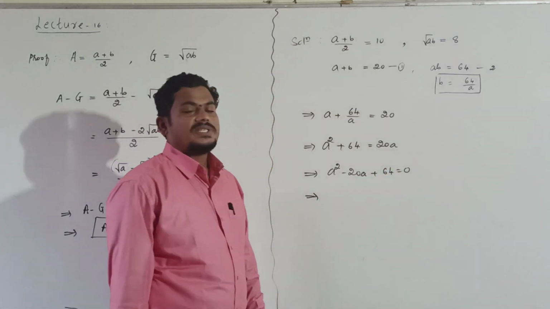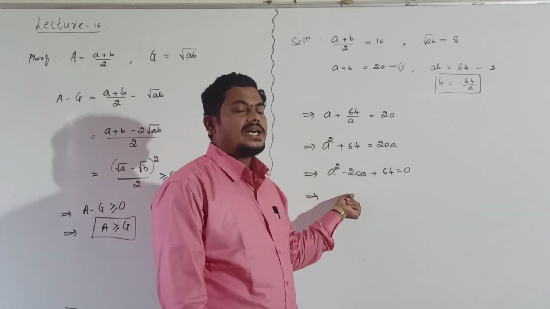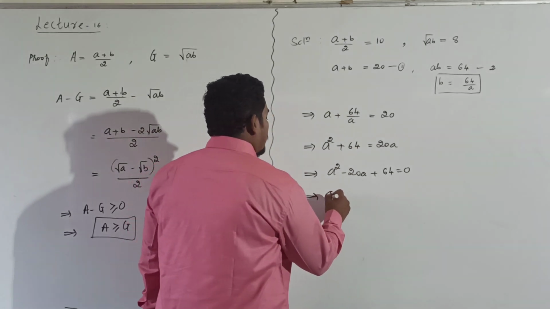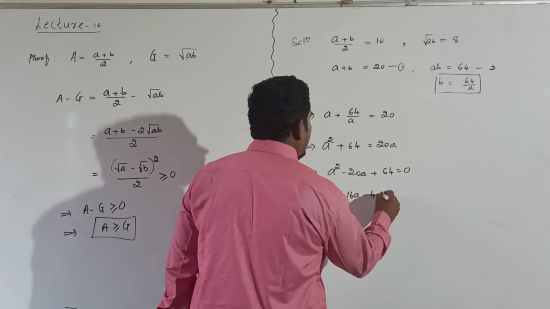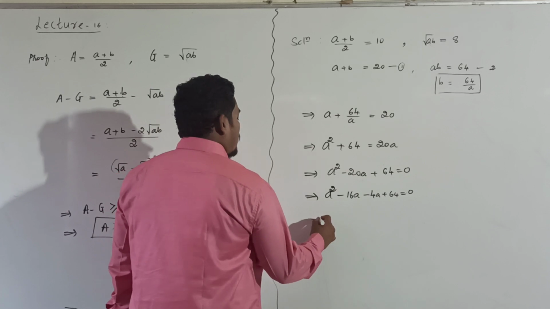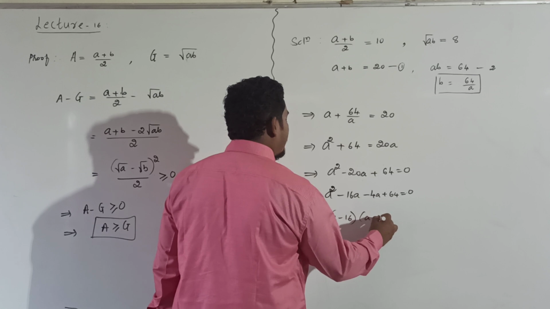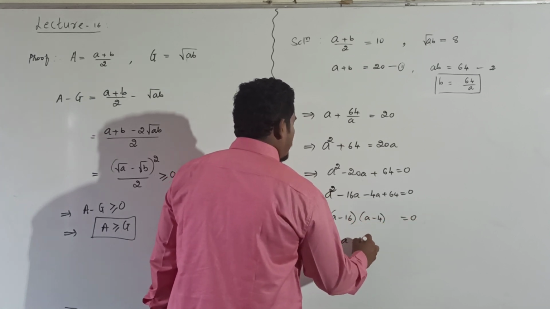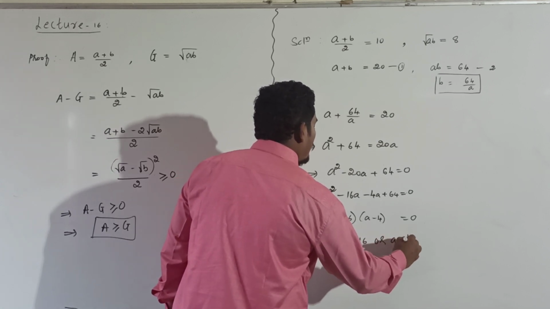Product of two numbers should be 64 and their sum should be equal to minus 20. Those numbers are minus 16 and minus 4. That is a square minus 16a minus 4a plus 64 is equal to 0. After factorization, it will be a minus 16 into a minus 4, that's equal to 0. Therefore, a equal to 16 or a equal to 4.